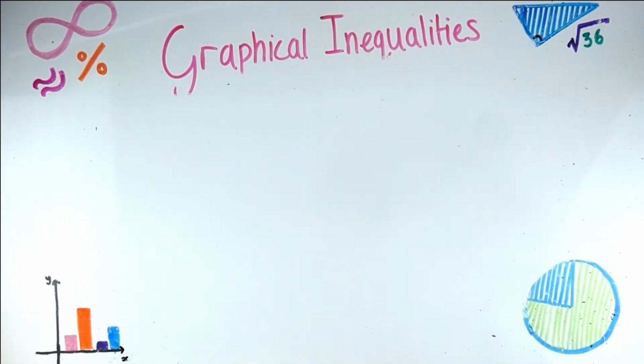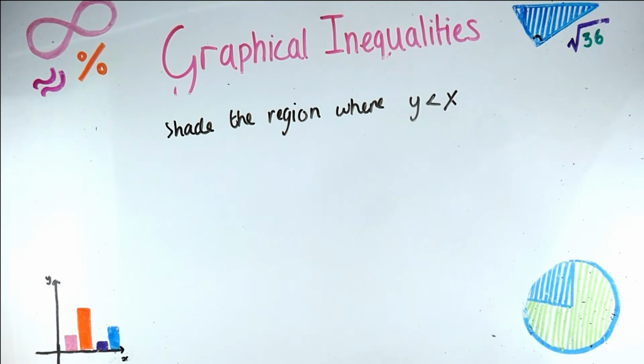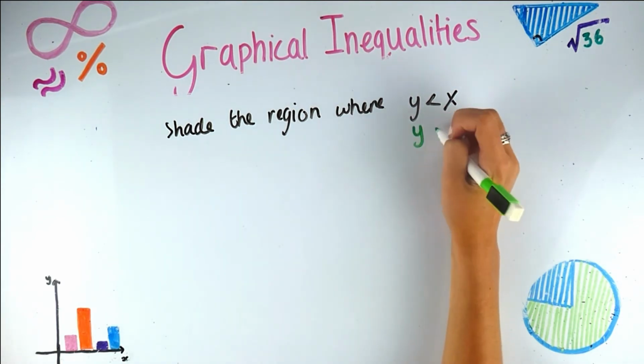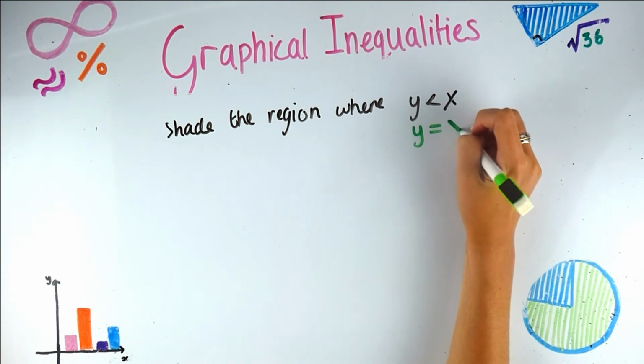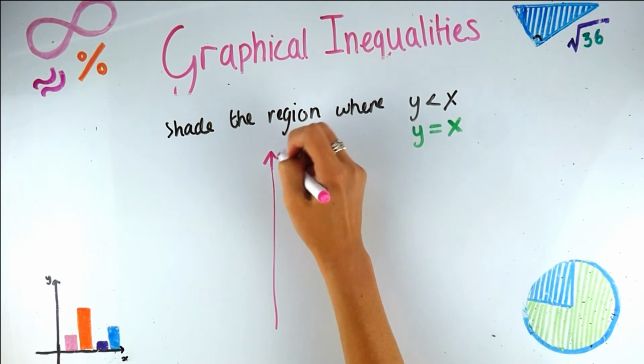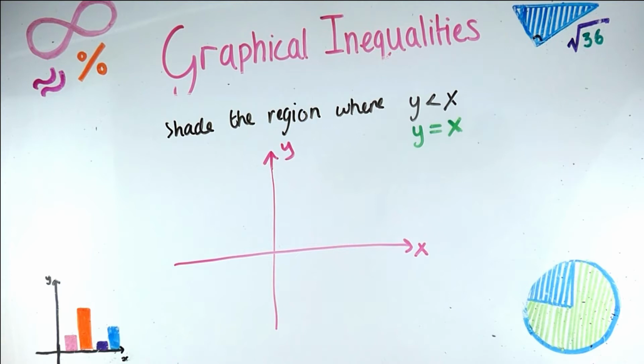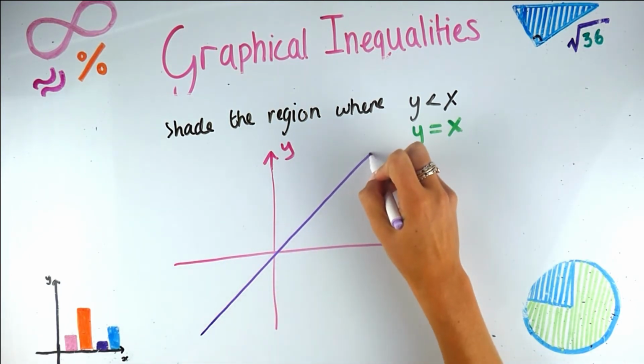So they don't all have to be quadratic, they can just be graphs. So I'm going to write out an example of a non-quadratic graphical inequality. It's saying shade the region where y is less than x. To do this, a bit like when we had quadratics, you draw the graph, ignoring the inequality for now, y is equal to x. We do have a rough idea of what that looks like, so we're going to do an equally rough sketch. So y is equal to x is this line here.